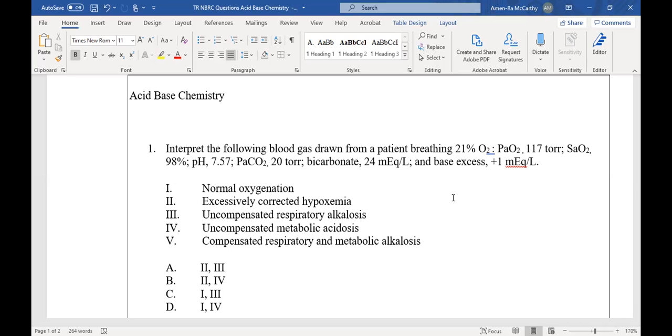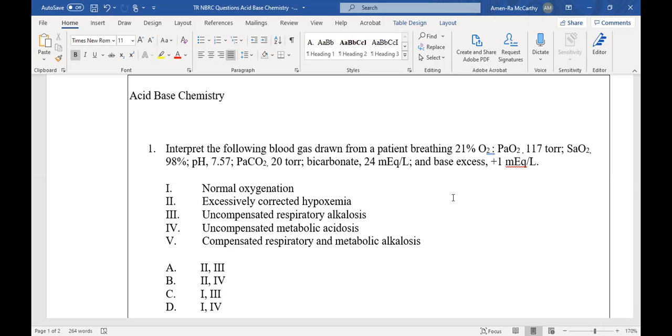The reason why it's not 2 is because I told you, you only use the word corrected when they're on oxygen. He's around 21%. That's room air. So he's on room air, so that's not corrected. That's out. You can take 2 out. Okay.